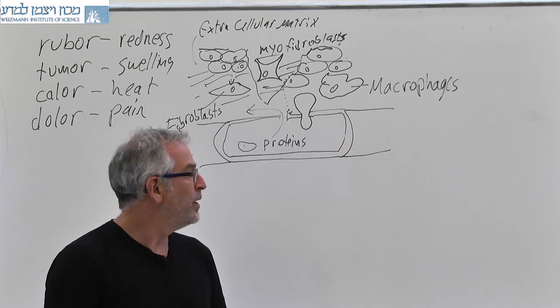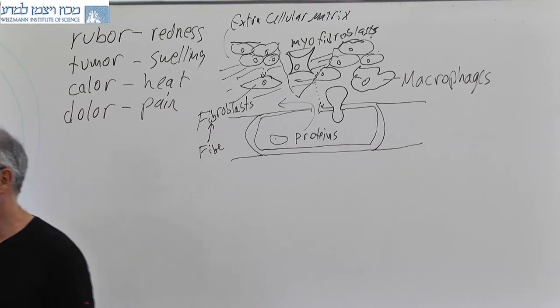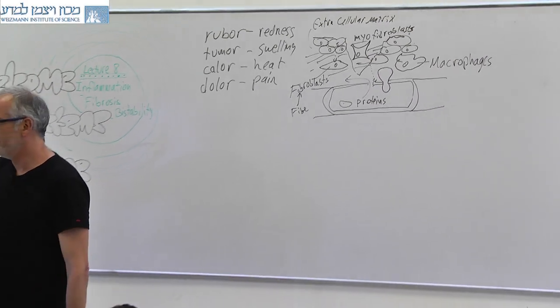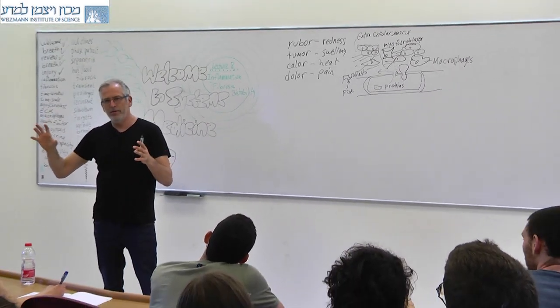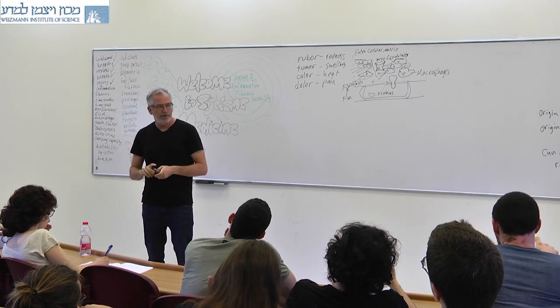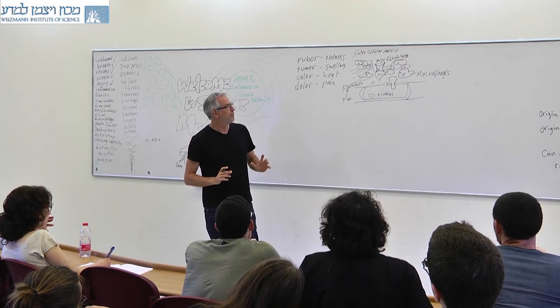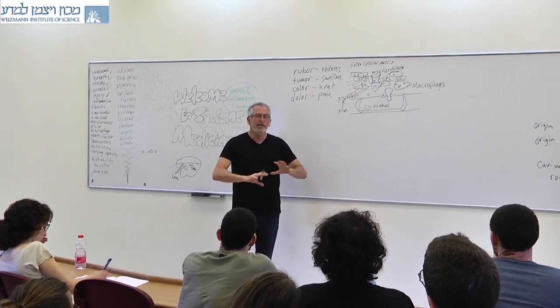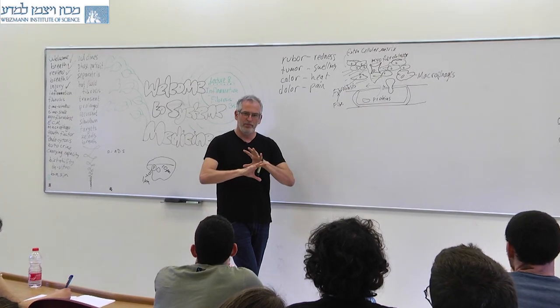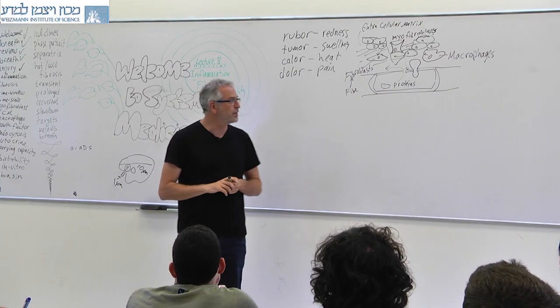So that's inflammation in a nutshell. You have the immune arm, macrophages, neutrophils, that come in to eat the bacteria and clean up the debris cells. And the myofibroblasts, which are laying down the fibers that make the scar. Okay, that's inflammation.